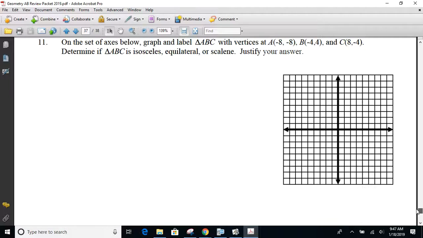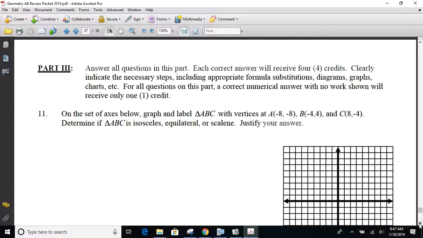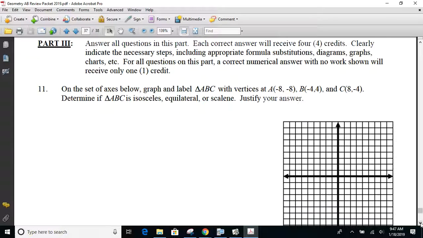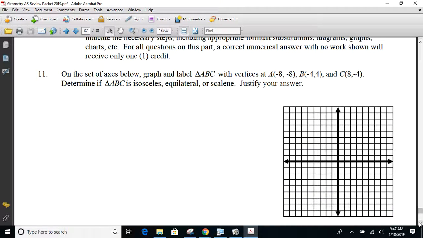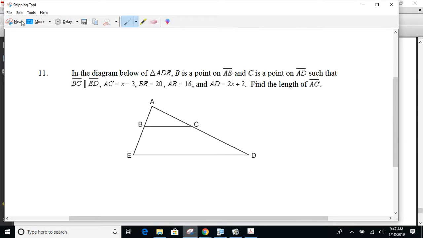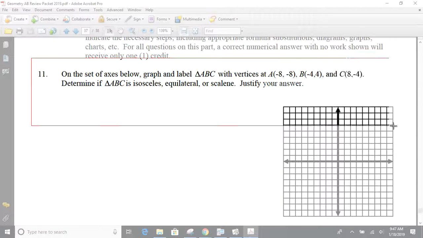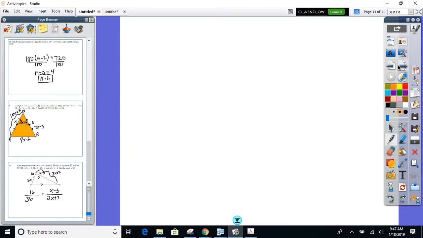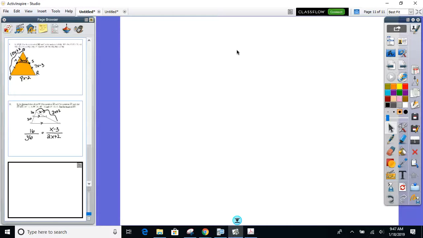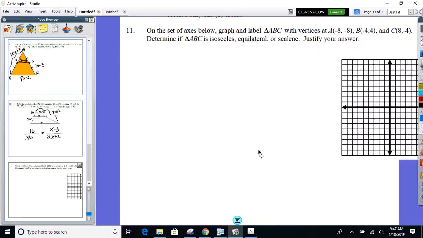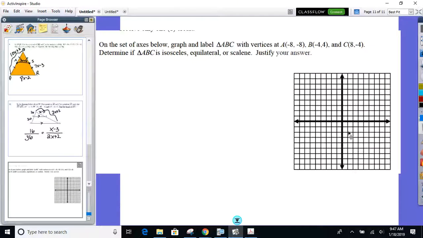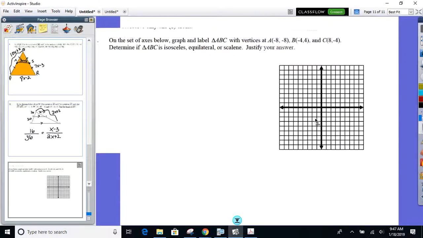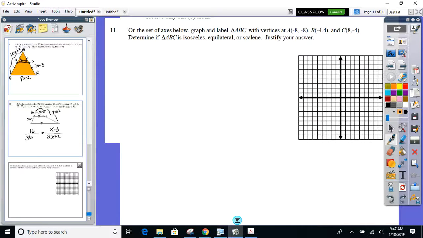Coordinate proof, kind of. Is it scalene, equilateral, or isosceles? While I'm setting this up, everyone, what does isosceles mean again? Two sides congruent. Equilateral, all sides; scalene, no sides. You keep bringing up this word congruent. What formula am I going to need to see if sides are congruent? Distance. That's exactly what I'm going to need here.